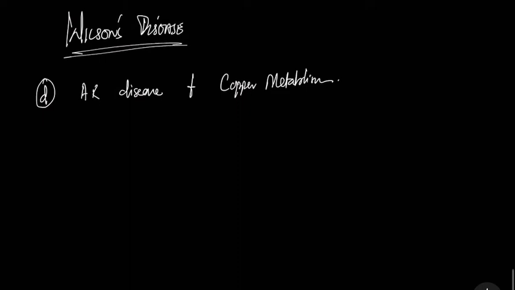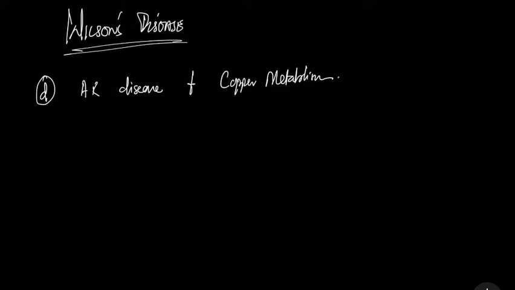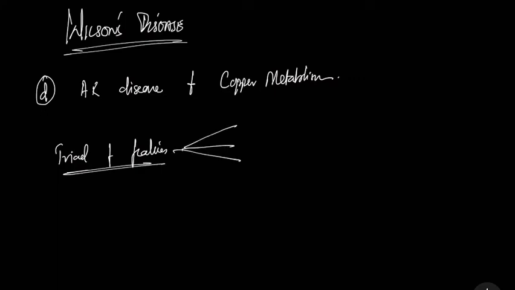Now, starting with your Wilson's disease, let's start with its definition. Wilson's disease is an autosomal recessive disease of copper metabolism. Wilson's disease follows a triad of features. Let's have a look at what these triad of features are. These involve three organs: your liver, your brain, and your eyes.